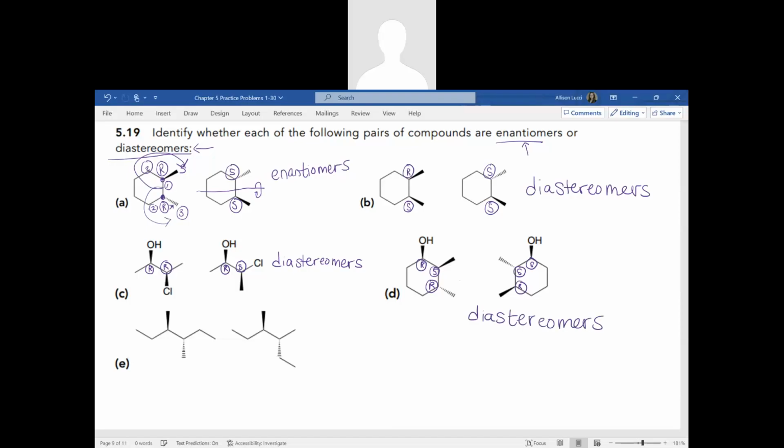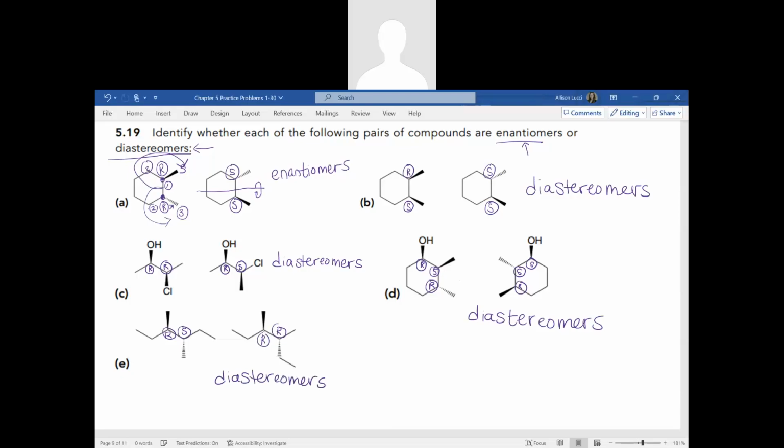So our last pair here, we'll do the same thing. We will assign configuration and compare. And now we're back down to just two chiral centers. So we have R here. This would be determined to be S. Next we have R at this site and R as well here. So once again, these compounds are stereoisomers, but they would not be mirror images of one another. So we would find them to be diastereomers.